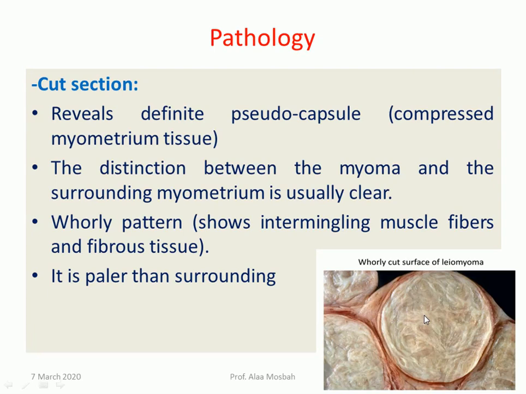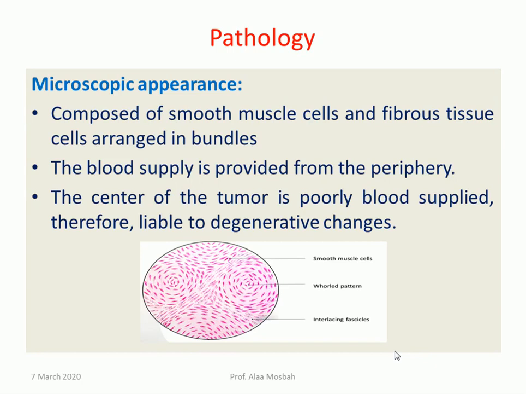The microscopic appearance includes smooth muscle cells and fibrous tissue cells arranged in bundles, as you see in the picture here. The blood supply is provided from the periphery. The center of the tumor is poorly supplied with blood, therefore liable to degenerative changes.